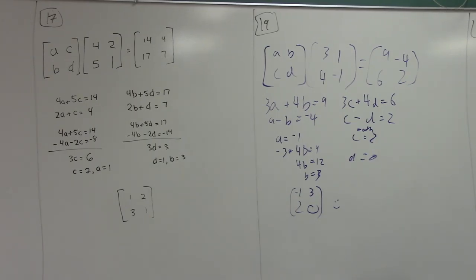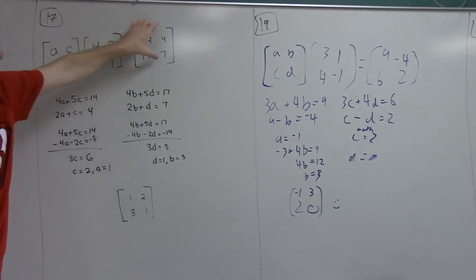So in number 17, who did number 17? Cassia did it. This is how the book did it, right? So the handout said, take a matrix, call it whatever, she calls it ABCD, like that. And we know that it transforms vector 4, 5 to 14, 17, and vector 2, 1 to 4, 7.